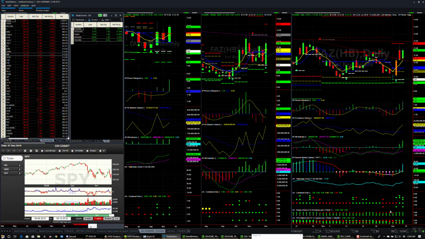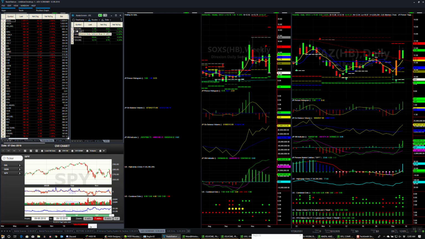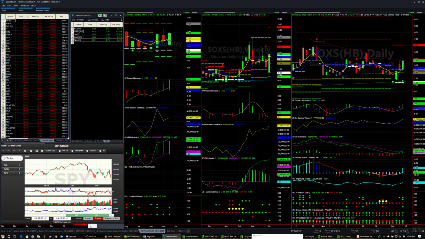Volume is great. It broke through some resistance here. It's got resistance right here. If it takes out 1250, it will be in new clean territory and will go higher. So FAZ above 1250 might be interesting. Semiconductors, sitting right at resistance on the daily. So if it gets above 14, SOXS might be interesting.